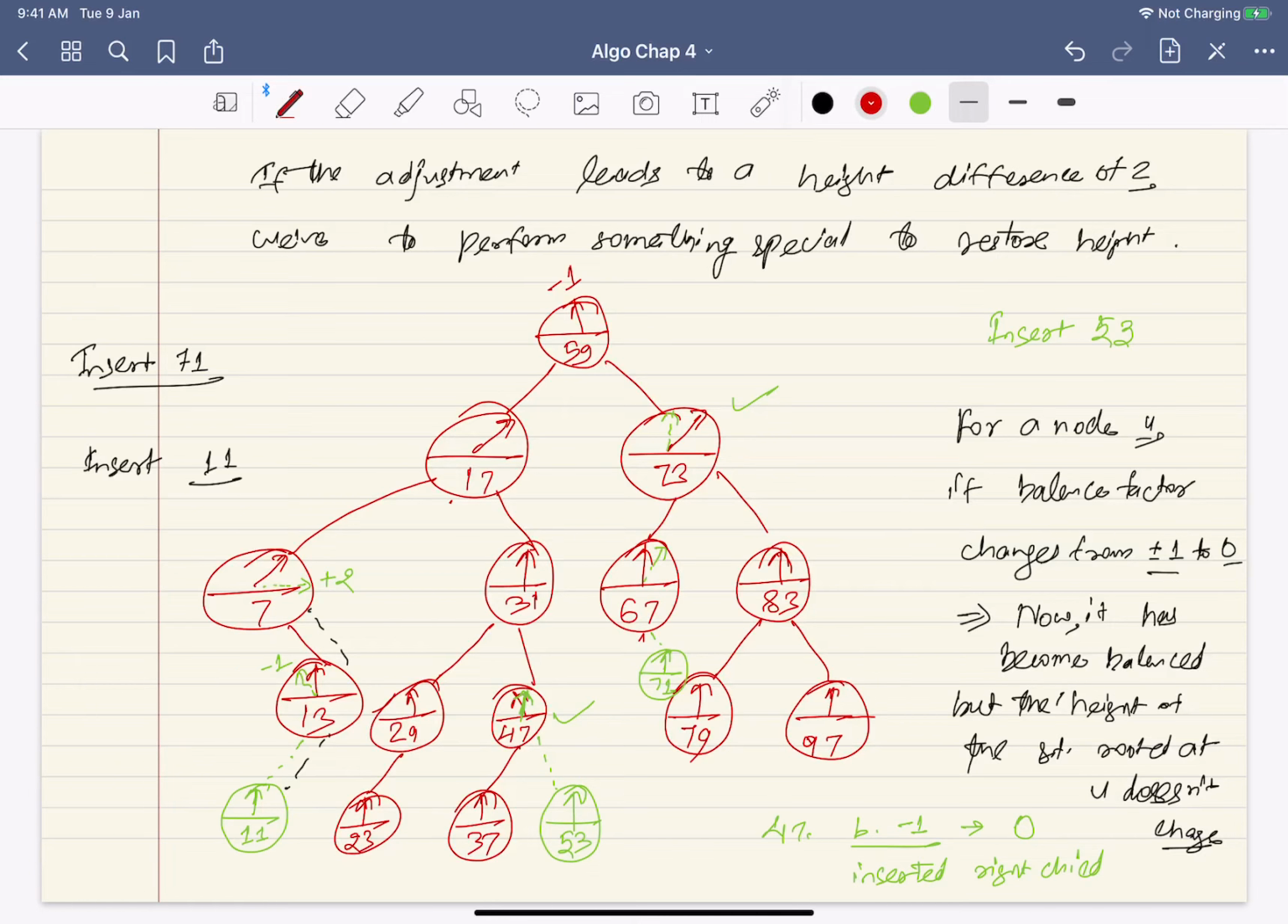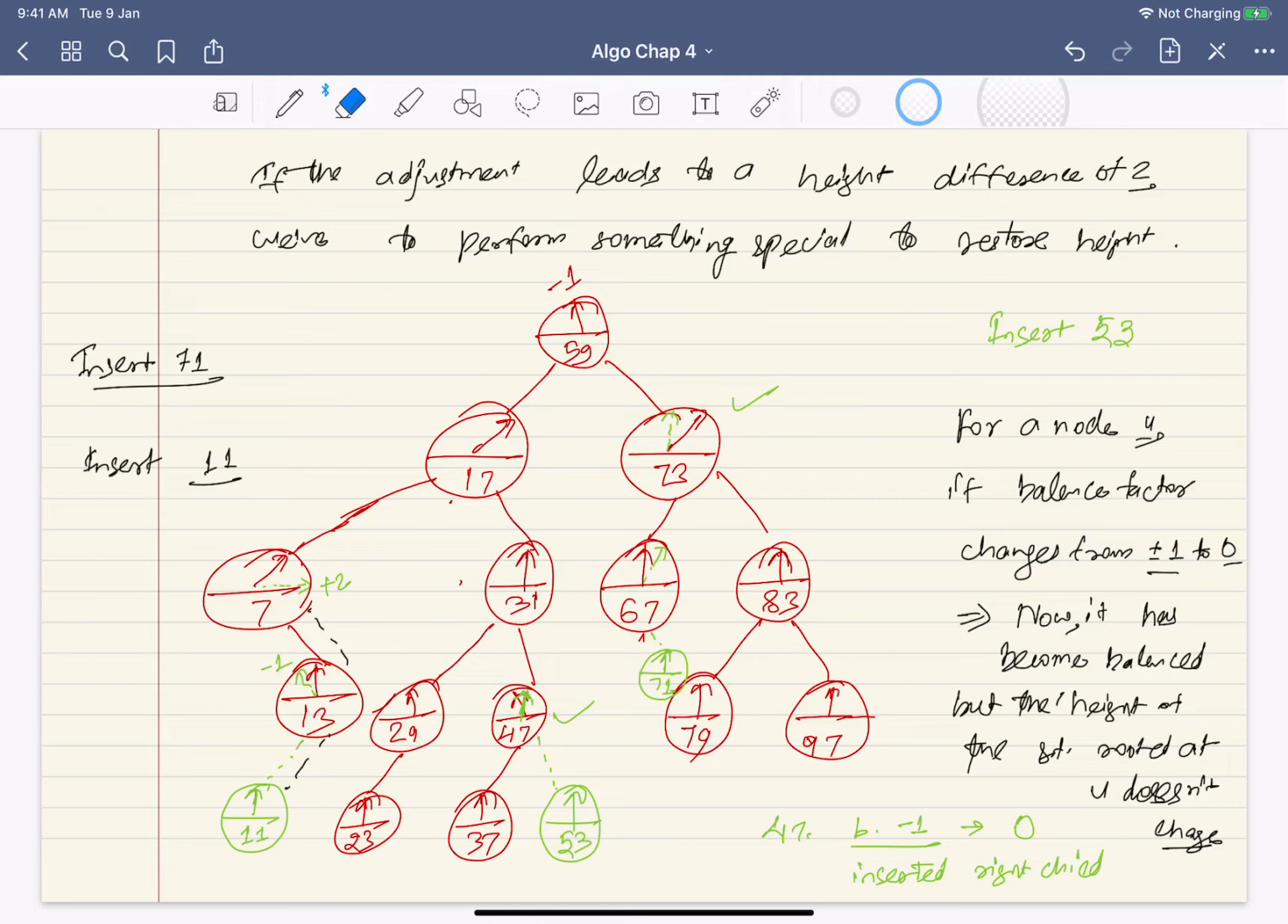Now this is a critical thing. Okay, not possible. So that means now I have to do something special. Yes, I never encountered plus 2. So till now I was just handling things, when to go up, when not to go up. But here I have to do something special so that the balance factor is restored to plus 1. And that's what we will see. How do we do something special?